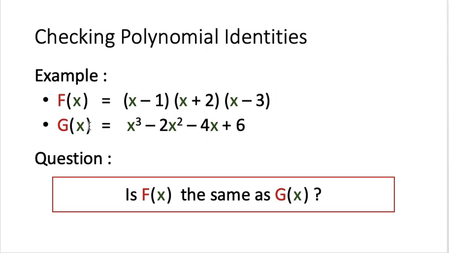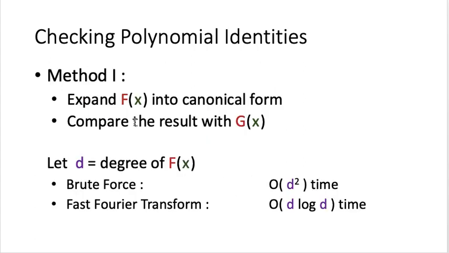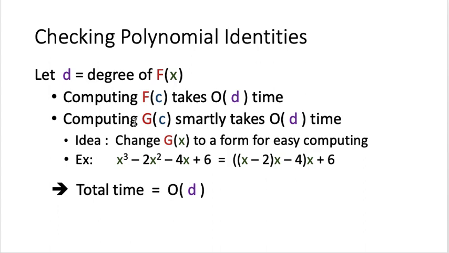Okay, the problem here is, if I give you a value of c, let's say this is 5, how do we quickly compute 5 to the power 3 minus 2 times 5 to the power 2 minus 4 times 5 and then plus 6? Now notice that for 5 to the power 3, if we do a brute force method, 5, 5, 5 multiplying together, it takes time. So we want to do something that is smarter. Here, computing g of x can also be done in order d time. So how do we do so?